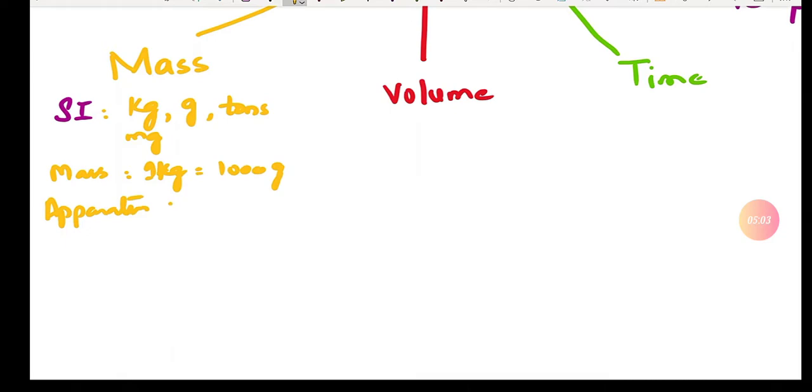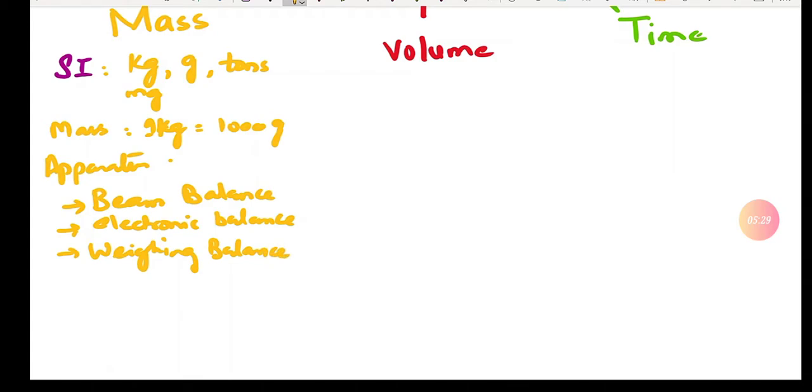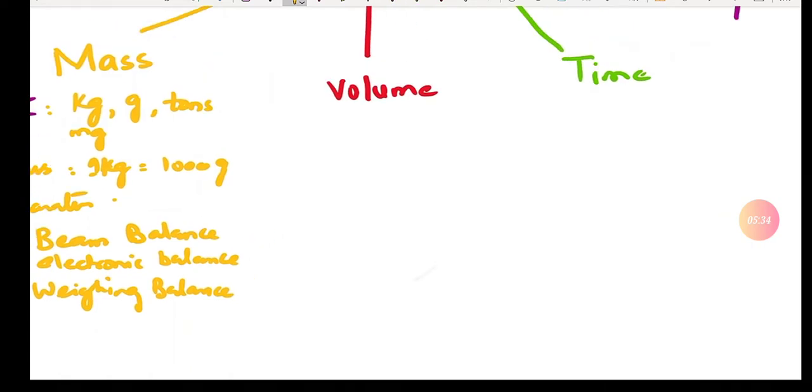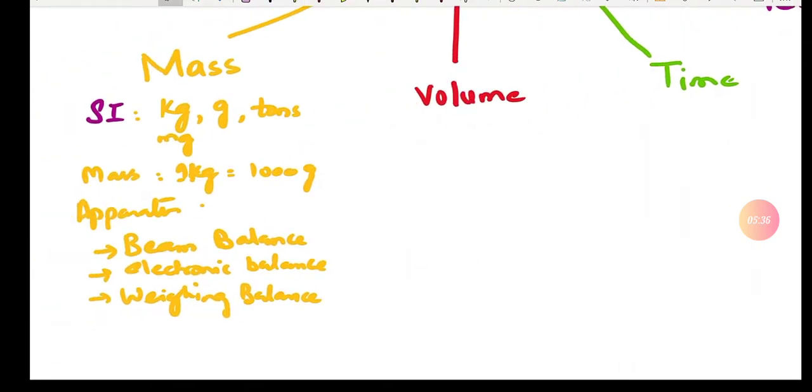Let's talk about the apparatus that can be used for measuring mass in lab. You can use different balances, for example, beam balance. You can use electronic balance. You might have seen it in your kitchen as well. A small balance gives you a digital reading. Then we may also have a traditional weighing balance that is enclosed with glass bars around it to prevent any effect of air on your measurements.